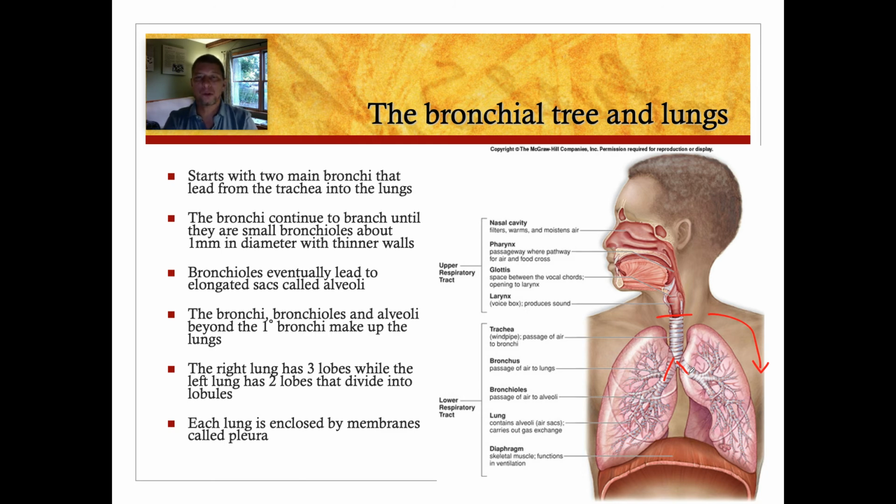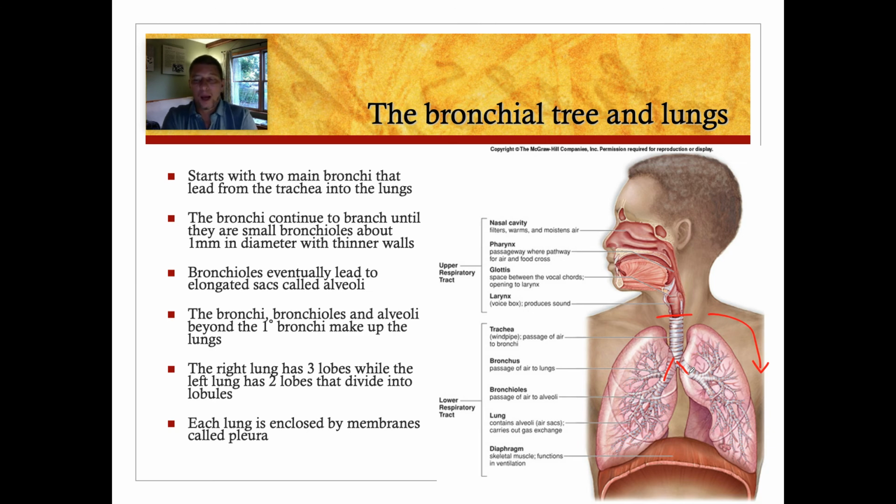Now, those smallest of bronchioles end up in sacs, which we call alveoli. And the alveoli is where the actual exchange of oxygen and carbon dioxide takes place. Okay. Now, just for anatomy's sake, anything beyond the trachea is part of the lung. So the two bronchi are part of the lungs, all the bronchioles are part of the lungs, and the alveoli are part of the lungs.